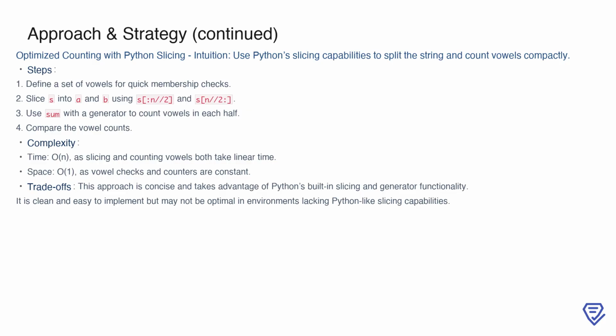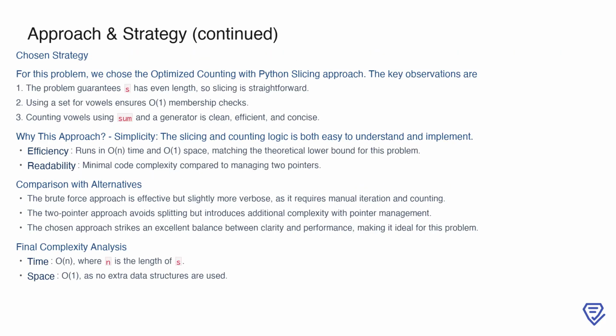Finally, we compare the two counts. This approach is efficient, running in O(n) time, and it uses O(1) space since membership checks and counters are constant. The main advantage of this method is its simplicity and clarity. It takes advantage of Python's built-in slicing and generator features for a clean and concise solution. However, this approach is best suited for Python environments and may not translate as effectively to other languages without similar slicing capabilities. For this problem, we chose the optimized counting approach using Python slicing.